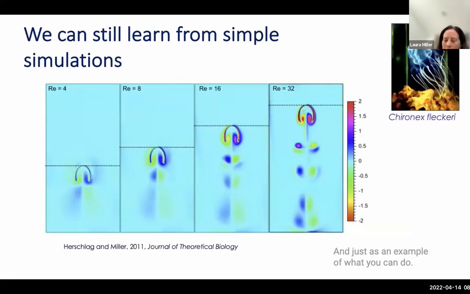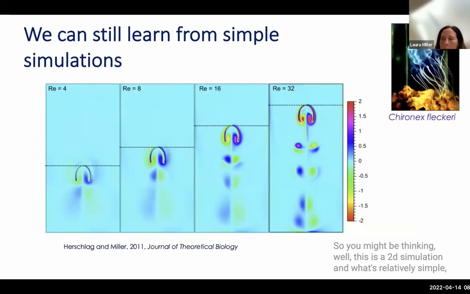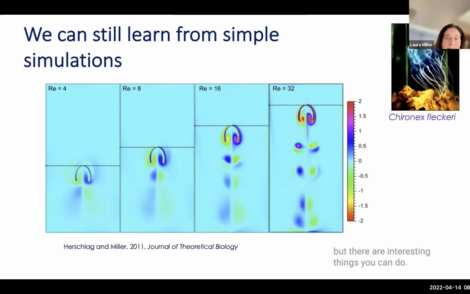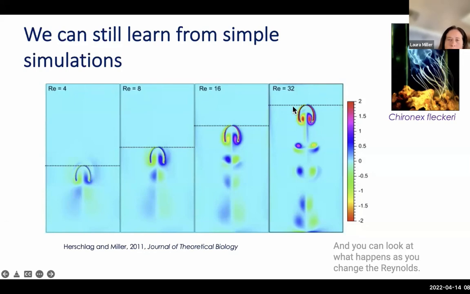And just as an example of what you can do, you might be thinking, well, this is a 2D simulation, it looks relatively simple, but there are interesting things you can do. This is a 2D jellyfish. These hemi-ellipses are jellyfish. And you can look at what happens as you change the Reynolds number. So our jellyfish at Reynolds number 4 started about here.